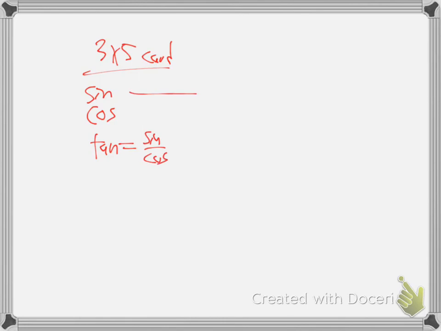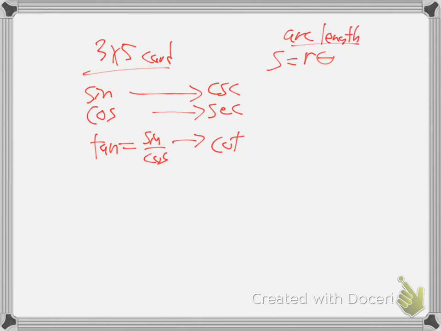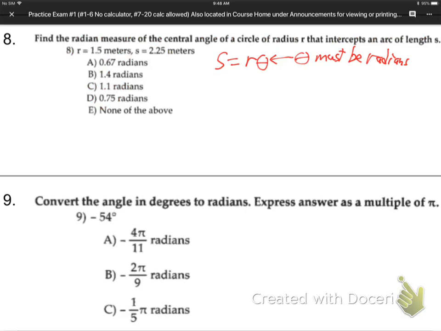So right now on the 3x5 card we have what? Sine, cosine, tangent. Tangent is sine over cosine. And then the reciprocal functions: cotan, cosecant, secant. And then we have S equals R theta. That's arc length, you want to write arc length or something. And theta must be radians on that.